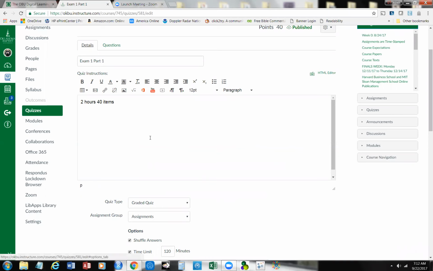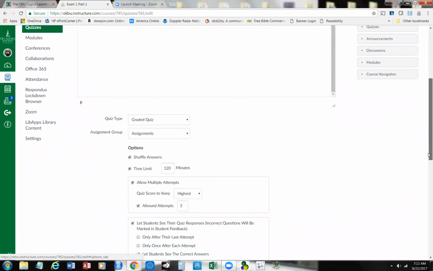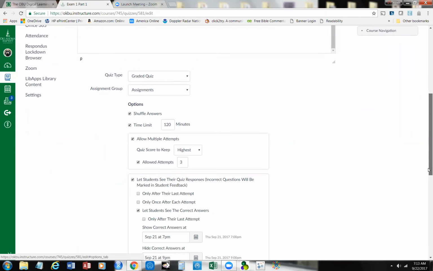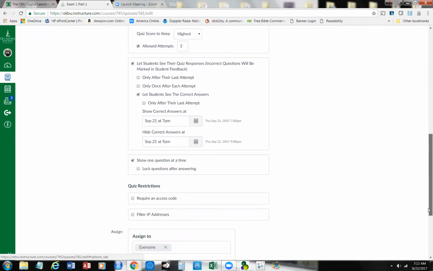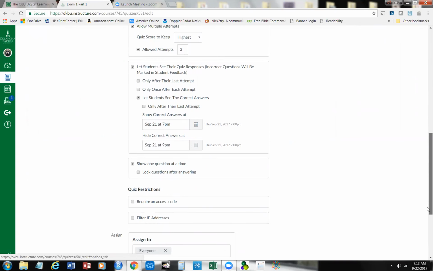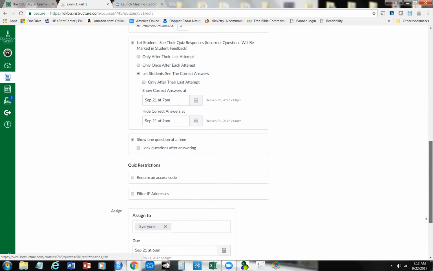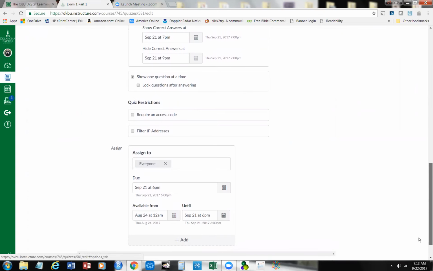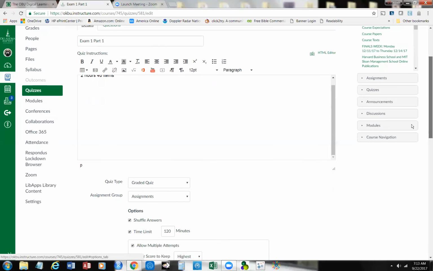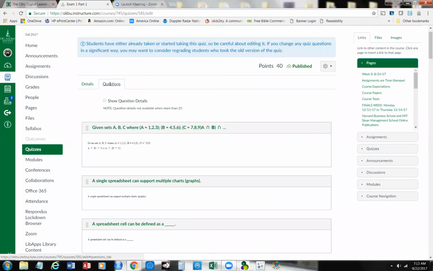And just to start with the details, you had 2 hours to complete it. You had 40 items, and I allowed you 3 attempts, and I kept the highest score. Those are the settings I had, and I showed the correct answers at 7 p.m. I decided to shut it off at 9 p.m. So I'm going to go through the rest, and then into the questions now. Okay, and we're going to go through that.